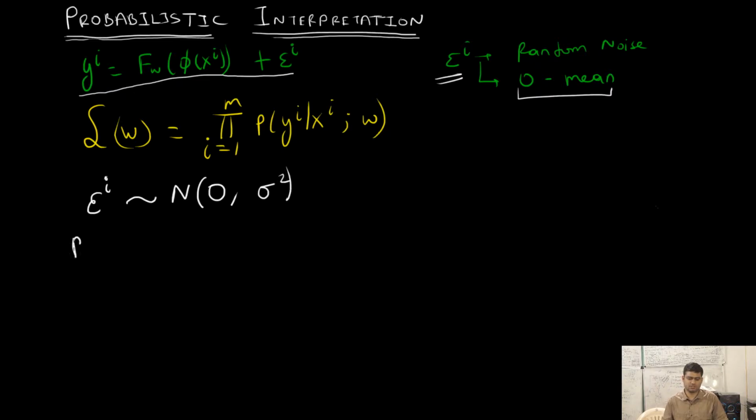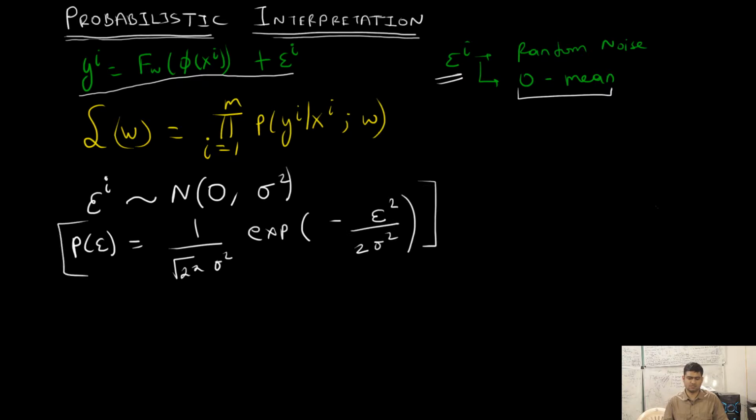So then the probability distribution function of epsilon is given by 1 over square root of 2 pi sigma square times exp of negative epsilon square over 2 sigma square. So this is the definition of a normal distribution. If we had a mean mu, then this would become epsilon minus mu square. Now since we have assumed that the mean is 0, this simply becomes epsilon square. Right.